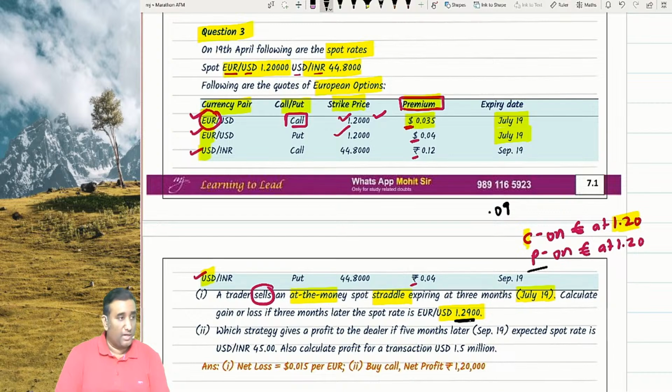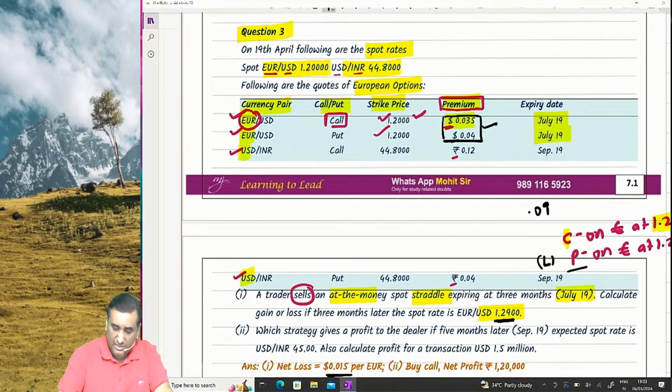Put option would be exercised when price falls. This has gone up, so the put option would lapse. That means his gross loss is 0.09, and since he was a writer, he received how much premium? 0.035 and 0.04. 0.035 and 0.04, how much? 0.075. His net loss would be equal to what? 0.015, because gross loss minus premium received.